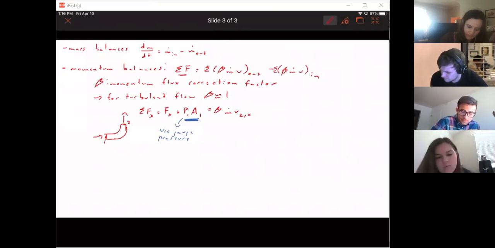So in that case, this equals 0, and we actually get that the x component of the force of this pipe on the water is just the negative of the pressure force.